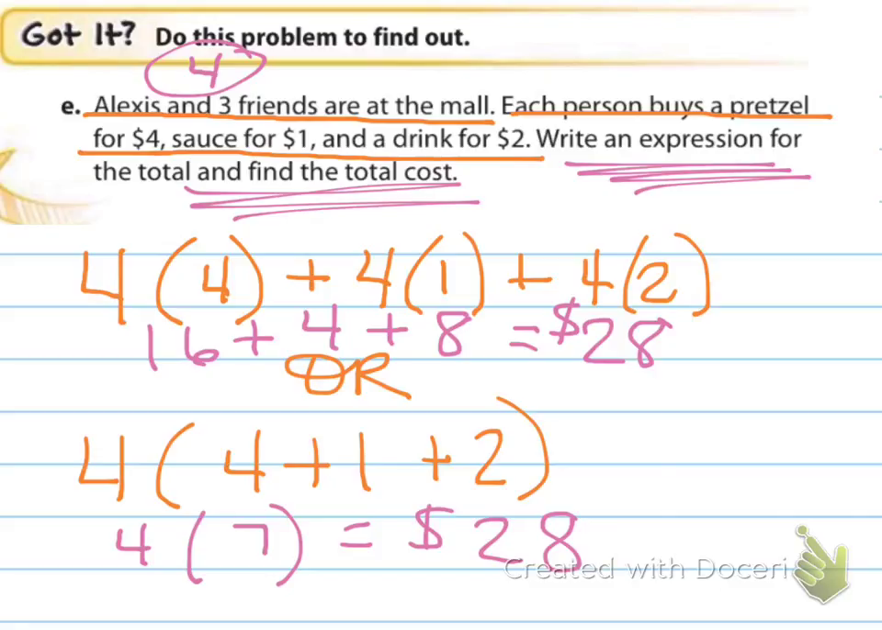4 times the $4 for pretzels, plus 4 times the $1 for the sauce, plus 4 times the $2 for the drink. And I came up with $28 whenever I solved that, because I did my multiplication first for each of these, and then I added it all together.